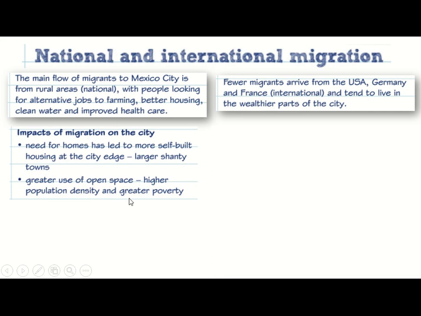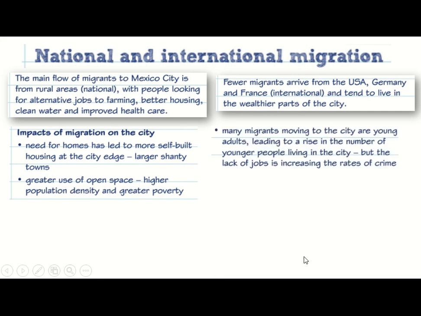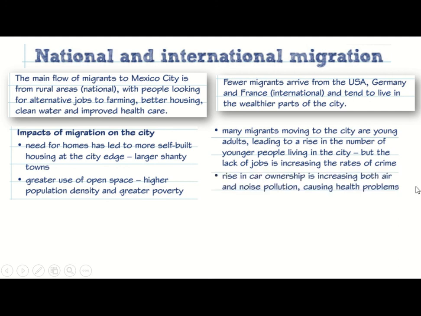But there's also huge inequality. Massive poverty occurs in Mexico City too. And many migrants are moving for jobs and things, and that's reducing the average age. That's very similar to Norwich, actually. The average age of people in Mexico City is going down because of that attracting younger people looking for work. But that also links to things like crime rates when those people don't necessarily get the work they're looking for.